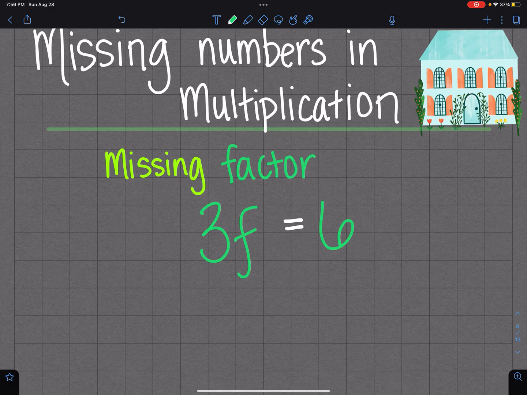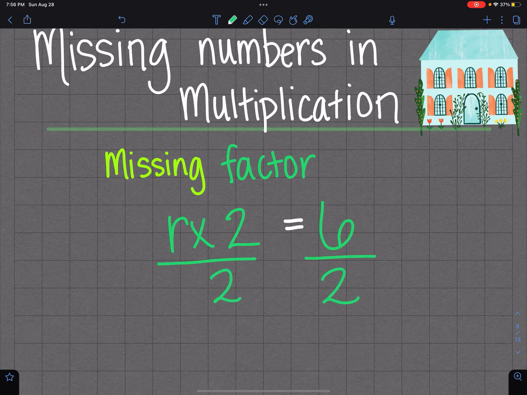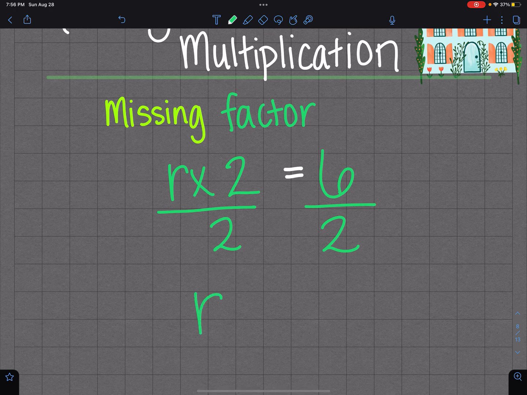Now the other one could be missing as well. So they could have written the problem like this: r times 2 is equal to 6, and you have to solve for r. Either way, we're going to do the inverse operation of multiplication, which is division, to figure it out. So we would do the same thing to both sides of the equation, divide by 2, and that leaves us with r is equal to, and the reason I can do that is because a 2 on the top and a 2 on the bottom cancels out. You get the identity property: 2 over 2 is the same as 1. So it's basically r times 1 is equal to 3.